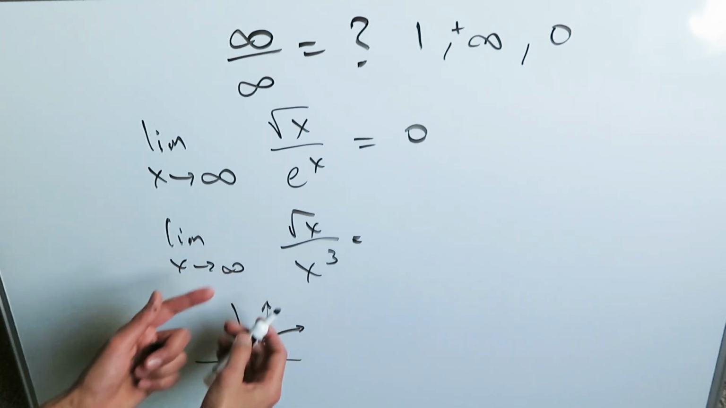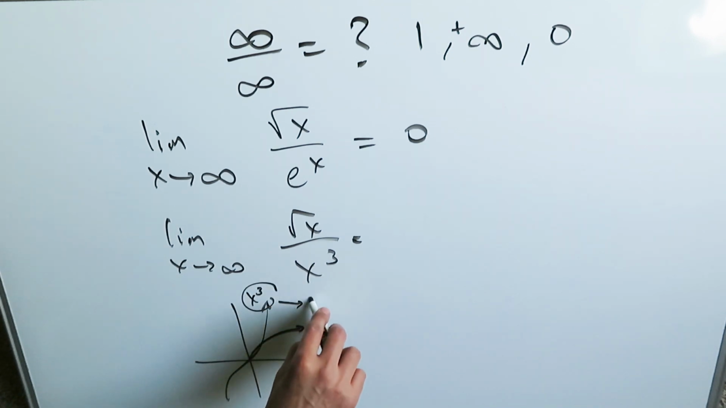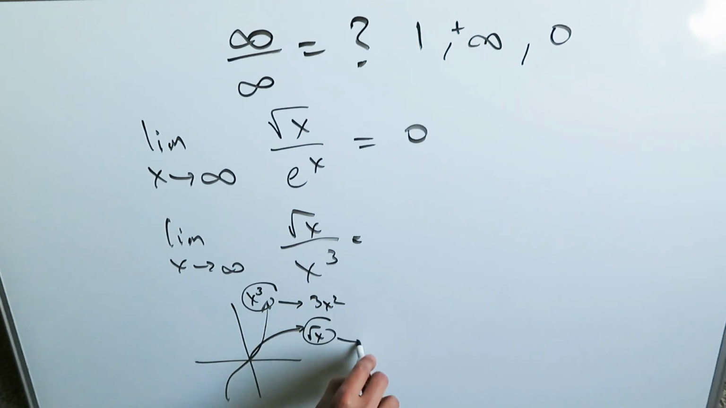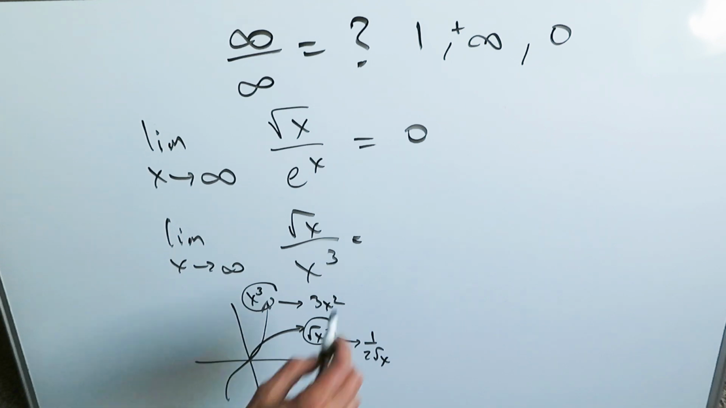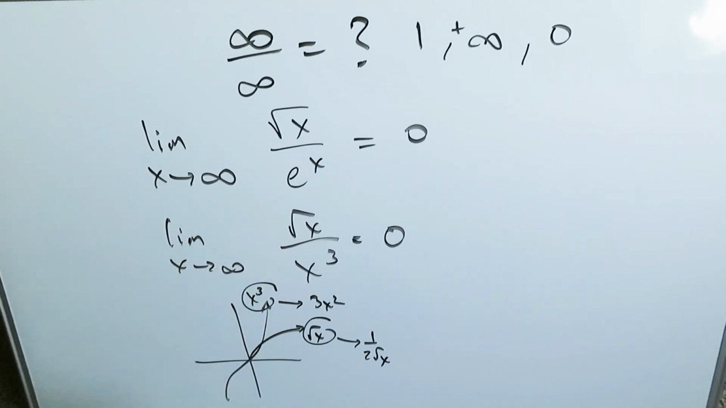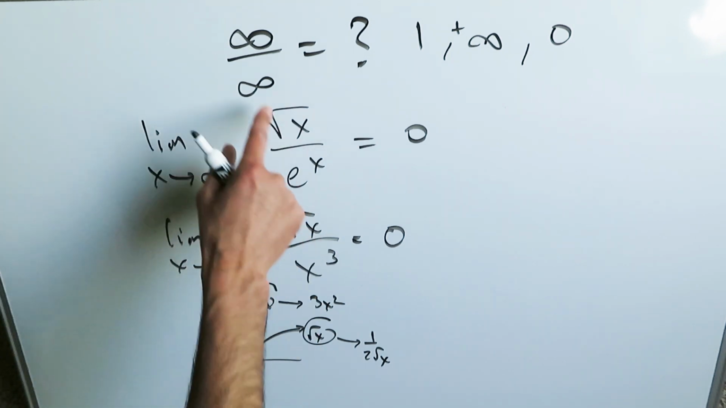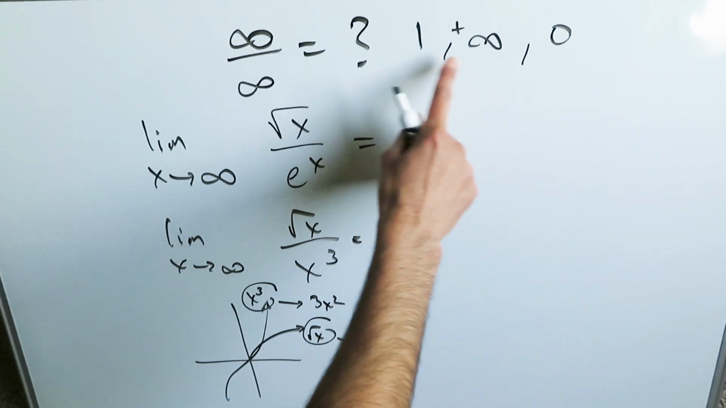It will eventually hit infinity as x approaches infinity, but the rate of change of this is much higher. It's 3x squared. The rate of change of this is 1 over 2 root x. This is arriving here much faster at infinity than this. So we will zero out again as well, because the denominator's rate of change will be much higher than the numerator. It will zero out. So now we're saying infinity divided by infinity shows us a value of 1 sometimes, it's infinity sometimes, it's 0 sometimes.